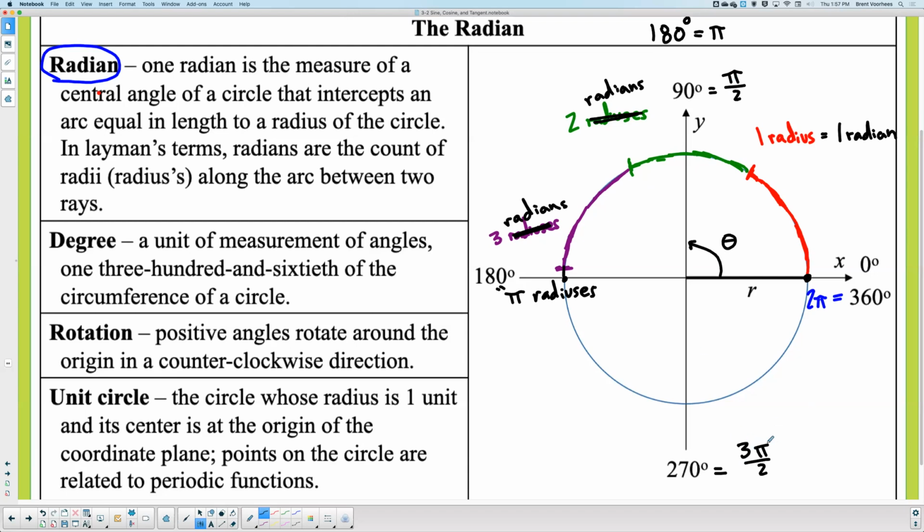So it's 3 halves of pi. All right, I think we completed our notes.